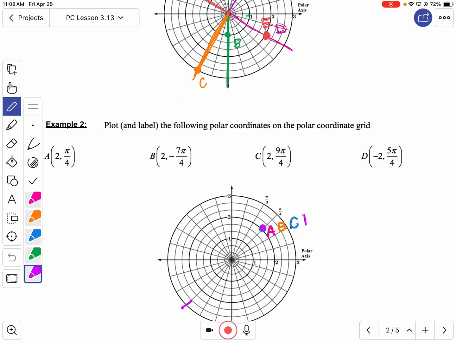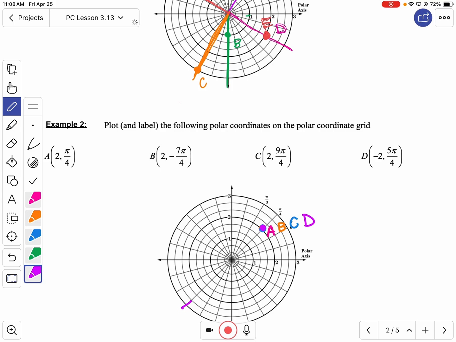Anything crazy happen? They're all in the same place. They should all graph in the same place. All right, I did that on purpose. They should all graph on the exact same place.